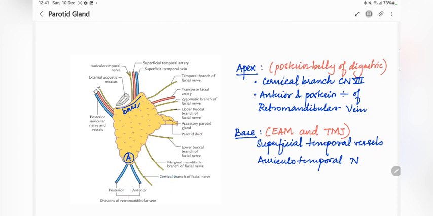Then the base or the superior surface is related to the external acoustic meatus and the posterior aspect of the temporomandibular joint or TMJ. The following structures emerge from this: the superficial temporal vessels, the superficial temporal artery and the superficial temporal vein, and the auriculotemporal nerve.